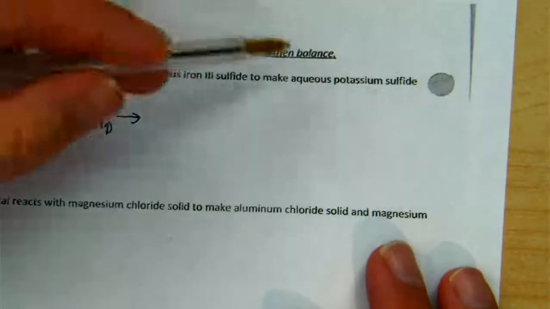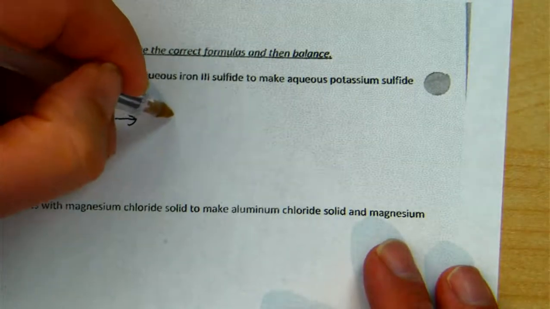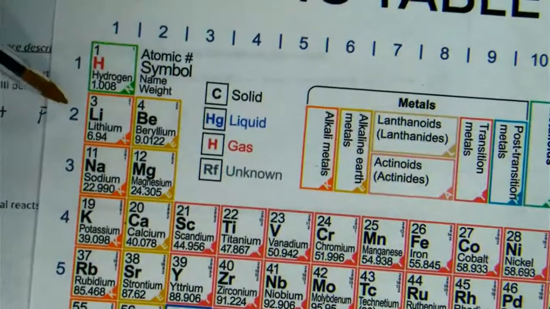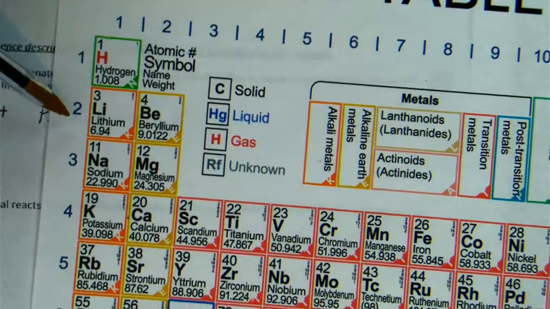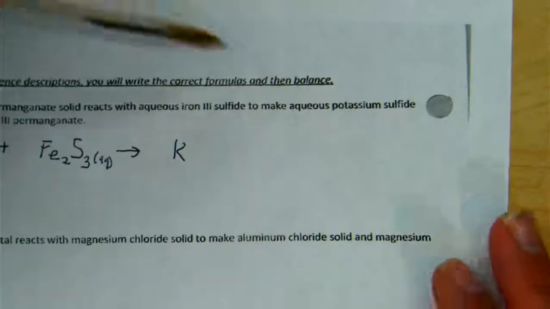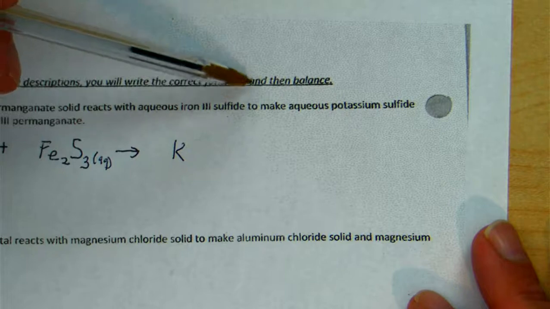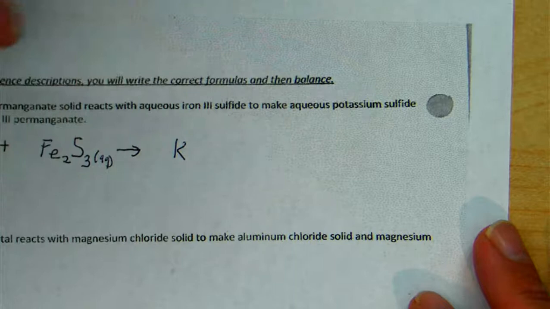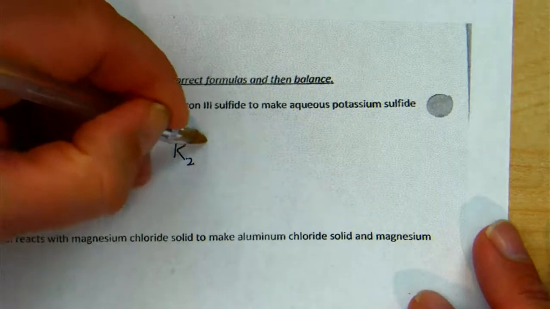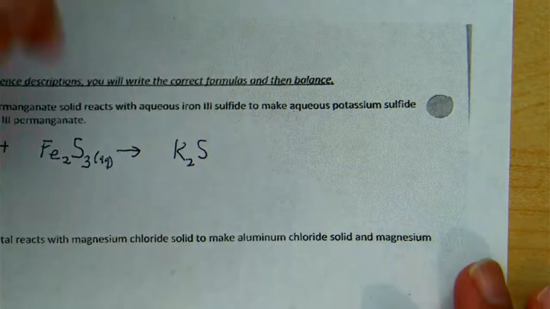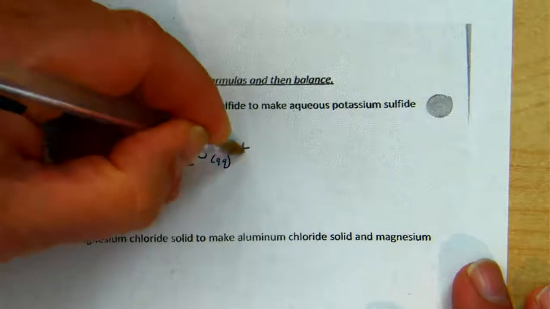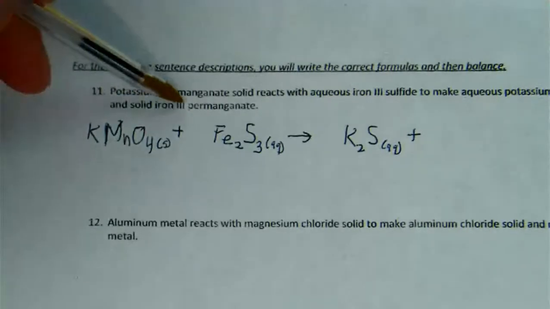Aqueous potassium sulfide. Well, potassium is always a 1 plus because it's an alkali metal. Sulfur is always, did I make this wrong? Yes, sulfide is always a 2 minus. So I'm going to need 2 potassiums to balance every sulfur. So K2S, it's aqueous, so in parentheses aq, close parentheses, plus solid iron 3 permanganate.